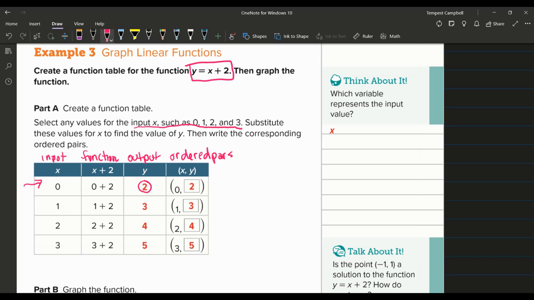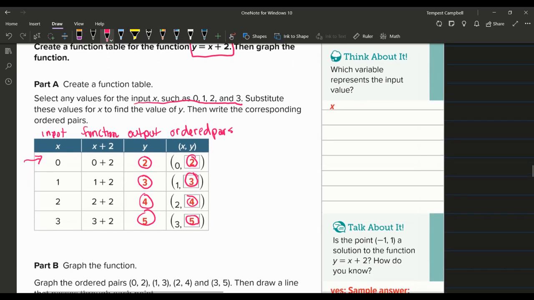So now if we plug it in, you should write down that we get out a 2. And so our ordered pair is going to be 0, 2. Next, 1 plus 2 gives us 3. So our ordered pair is 1, 3, and so forth. We're going to have 4, and then 5, because each time we are adding 2.